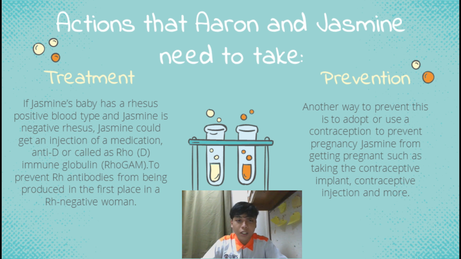Moving on, Rh incompatibility can cause complications during pregnancy, but they can be avoided if Jasmine's baby has a rhesus positive blood type and Jasmine is rhesus negative. Jasmine could get an injection of a medication called anti-D, or Rh immune globulin, RhoGAM. The purpose of the treatment is to prevent Rh antibodies from being produced in the first place in Rh negative women. This is accomplished by determining whether Jasmine is Rh negative early in the pregnancy or before conception, and, if necessary, prescribing medication to prevent the formation of antibodies.